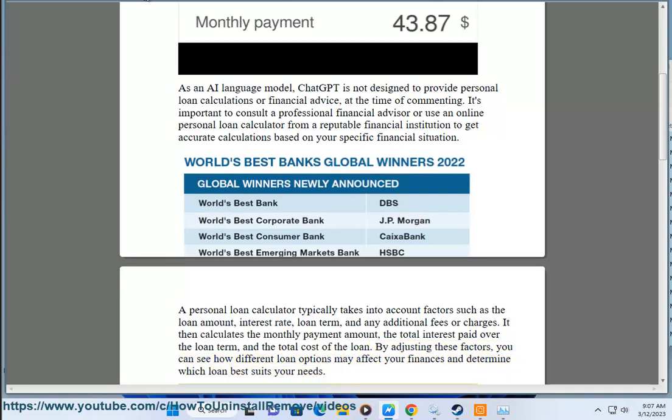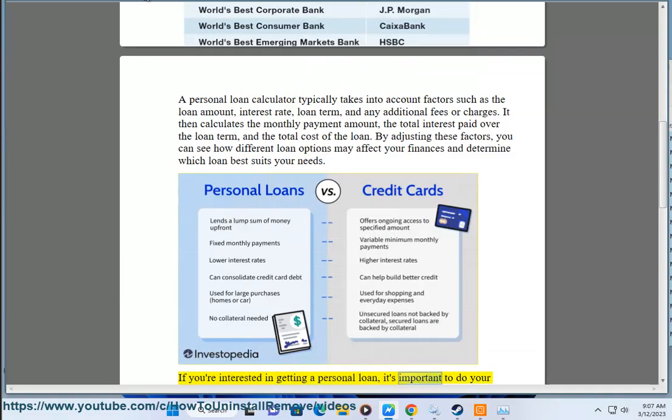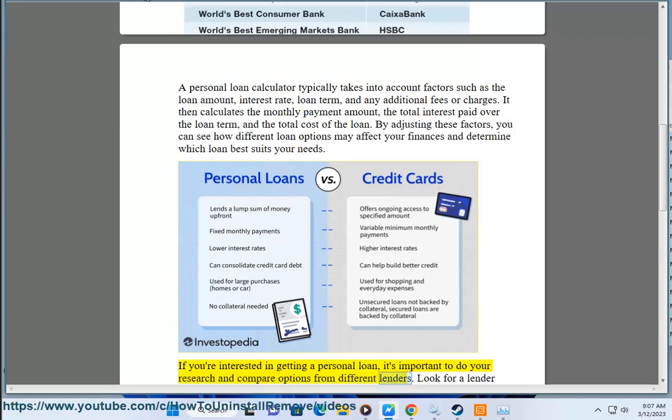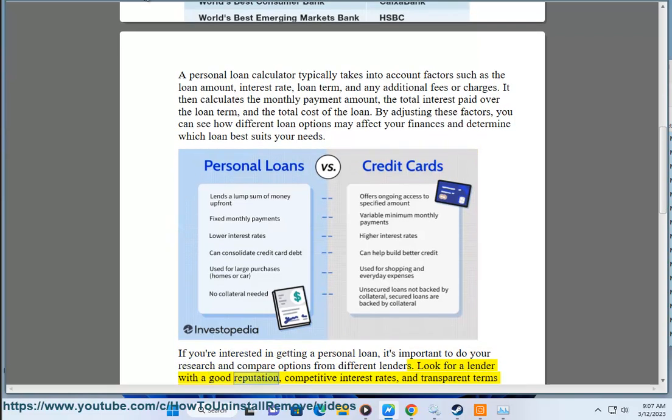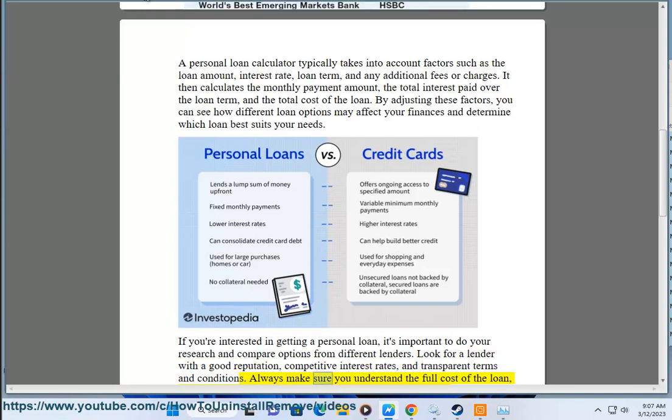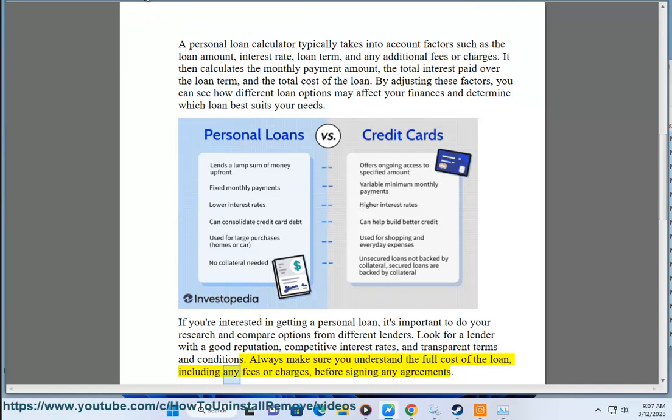If you're interested in getting a personal loan, it's important to do your research and compare options from different lenders. Look for a lender with a good reputation, competitive interest rates, and transparent terms and conditions. Always make sure you understand the full cost of the loan, including any fees or charges, before signing any agreements.